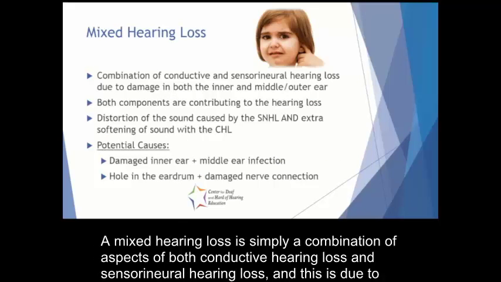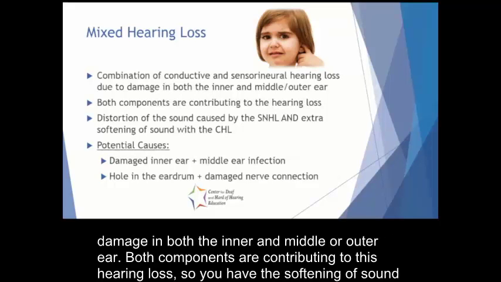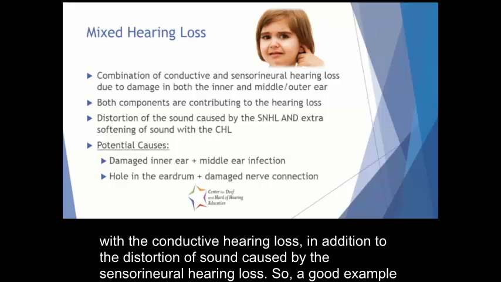A mixed hearing loss is simply a combination of aspects of both conductive hearing loss and sensory neural hearing loss. And this is due to damage in both the inner and middle or outer ear. Both components are contributing to this hearing loss. So you have the softening of sound with the conductive hearing loss in addition to the distortion of sound caused by the sensory neural hearing loss.